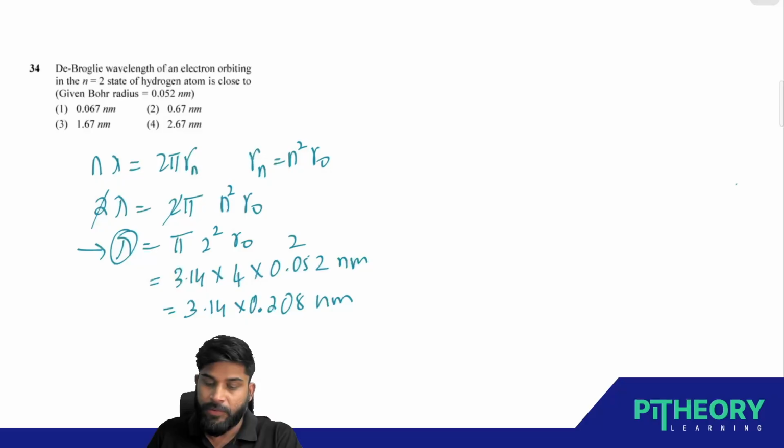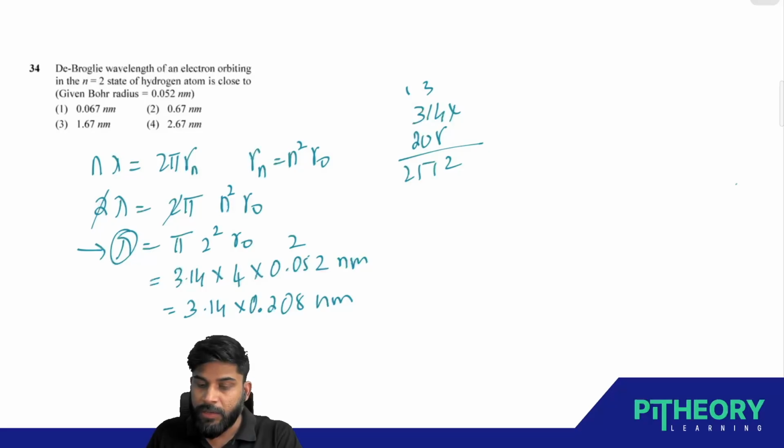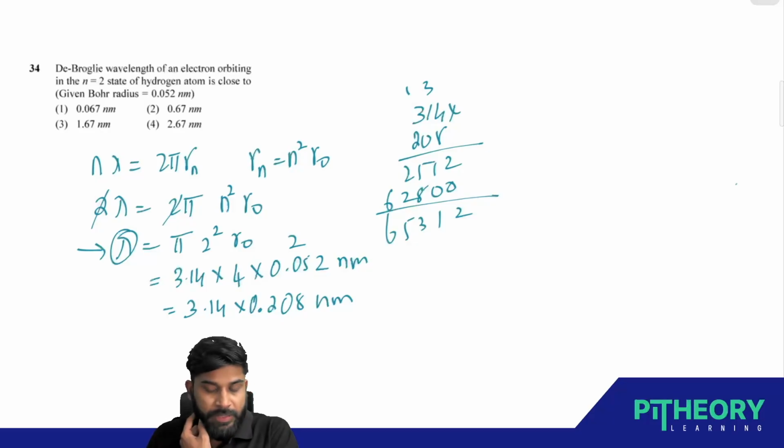Now, how do you get this? You have to do the multiplication 314 into 208. Let's see how much it is. 2, 3 are 6... so we get 65312. Now how many decimal places are there? 0.208 has 3, plus 2 from 3.14, so 5 places. So you will be getting 0.653 nanometer. Like that the answer will come, this much nanometer.